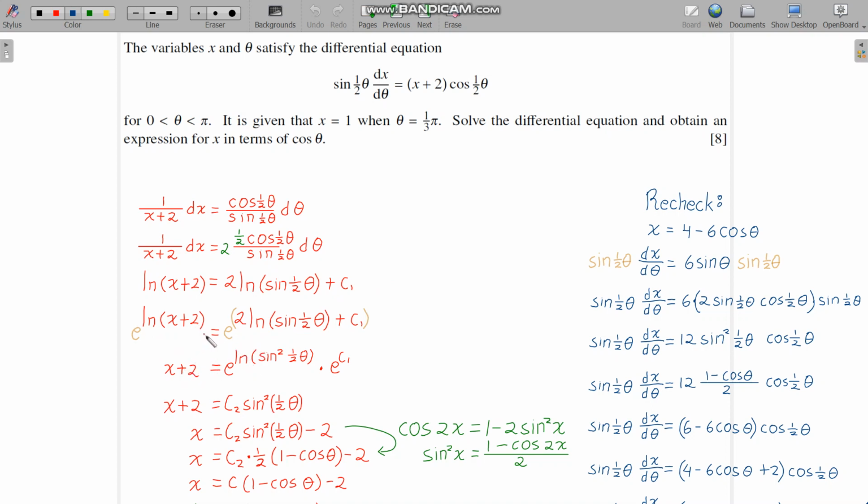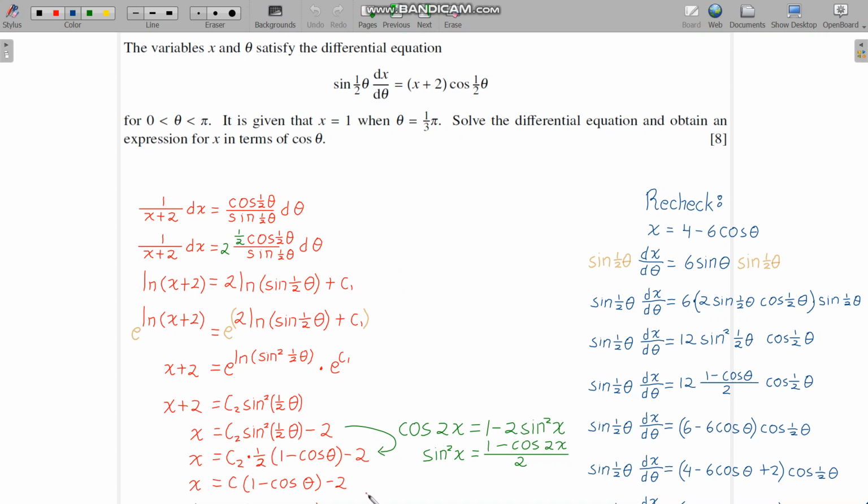And now you don't need to use modulus here, because actually the MF19 formula allows us to just use brackets or parentheses because of the restriction. Look at the formula derivation video if you're interested. So no need to use modulus. And now you can plug in when the x is 1, the theta is 1/3 pi.